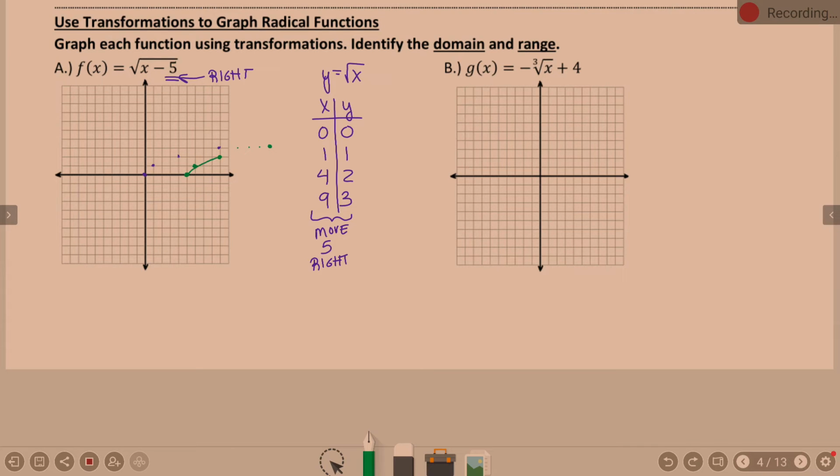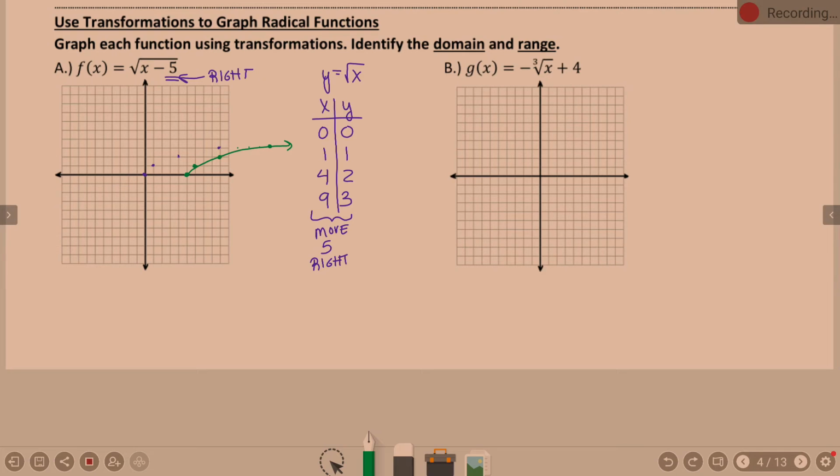You're basically just moving the whole thing right. Yeah, so I took us the route of, okay, let's put the original dots on there, let's move each point 5 right. The other option is, could you have just moved the dot at (0, 0) 5 right, and then from that point go over 1 up 1, over 4 up 2, over 9 up 3? Kind of like what we did with parabolas.